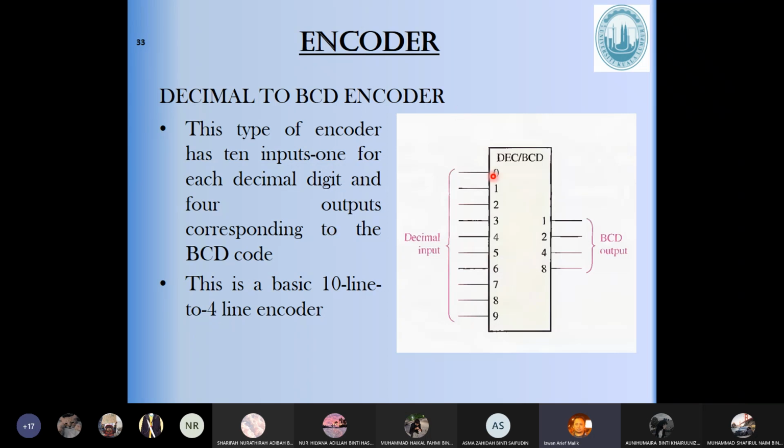Okay, decimal input nombor bulat 0 sampai 9. Okay, BCD output ada 4. 1, 2, 4, 8 ni lah. So 0, 0, 0, 0, 0, 0, 0, 1. So only can be presented the decimal numbers from 0 until 9 sahaja. Kalau you nak display nombor 10, you kena guna 2. Yang ini display nombor 1, second one display nombor 0. Baru you dapat nombor 10. Okay.